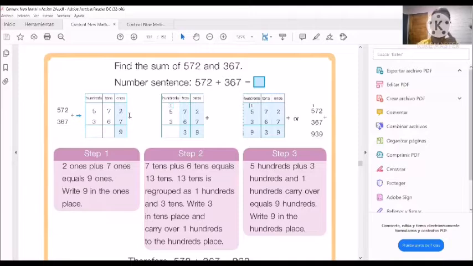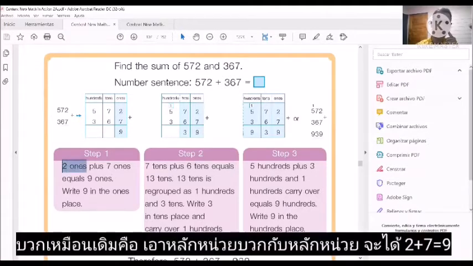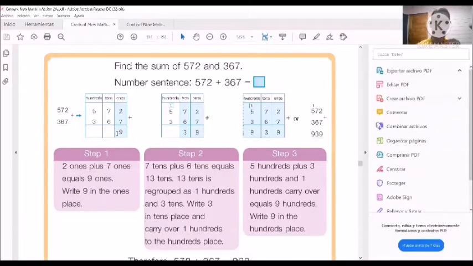Now, let's see. In ones place, we got 2 ones plus 7 ones equals 9 ones. Write 9 in the ones place. For the first group, is there any difference? Okay, no difference because 9 is less than 10. So we write 2 plus 7 equals 9. Now let's move on. Tens place. What happens here in tens place? Let's check it out.